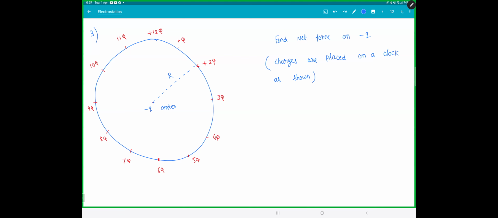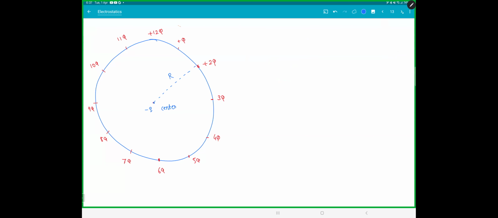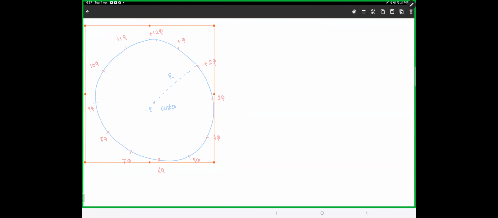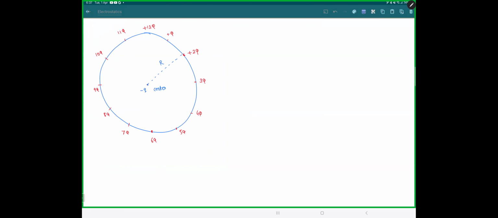Let's see. What I would suggest, instead of directly going brute force and trying to solve for each force, is that there is a much better way. You should always try to make use of symmetries. So this distribution which I have, I will try to split this.